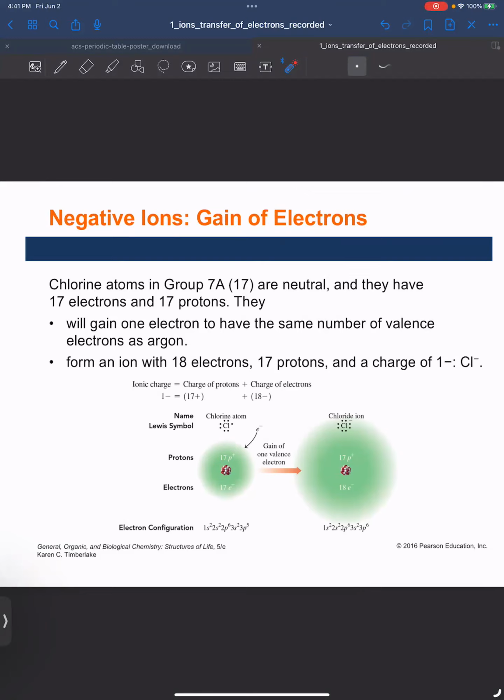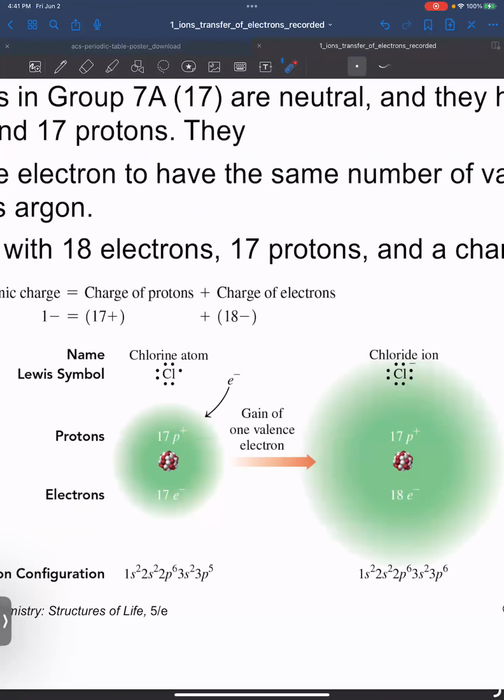Coming back again to the example of chlorine. Chlorine needs to gain 1 electron in order to look just like argon, its nearest noble gas. And so when it gains an electron, we have 17 protons and 18 electrons. 17 minus 18 is -1. So you can always determine the charge of your ion by adding the number of protons plus the number of electrons in your species.